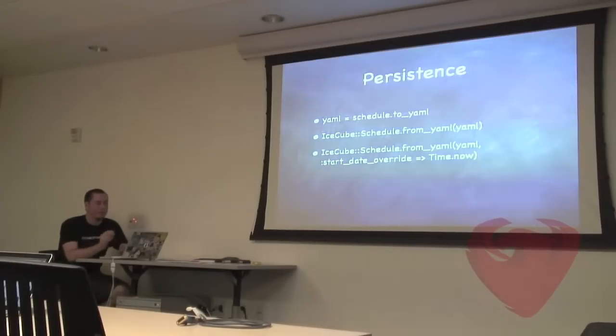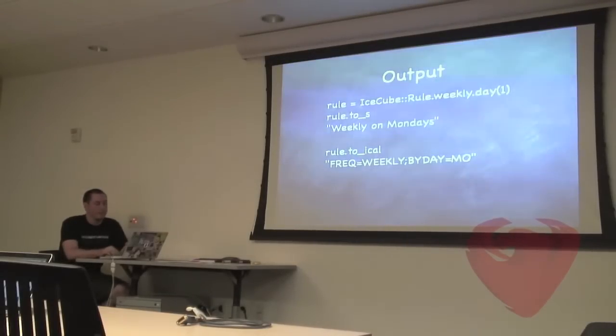And then if you have a safe schedule and you want to override when it starts, you can pass it in this start override option here. It also outputs to a friendly string format. So if you build a schedule and say to string, it'll give you the English version of your complex rules. And if you want to spit something out to iCal, it'll give you the format, so you can import it into it. I'm not familiar with iCal, but I guess that's the format it uses.